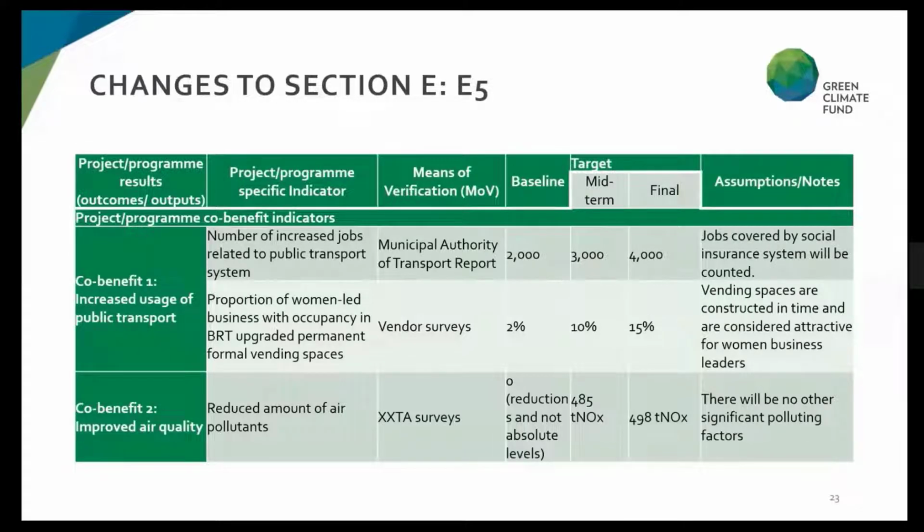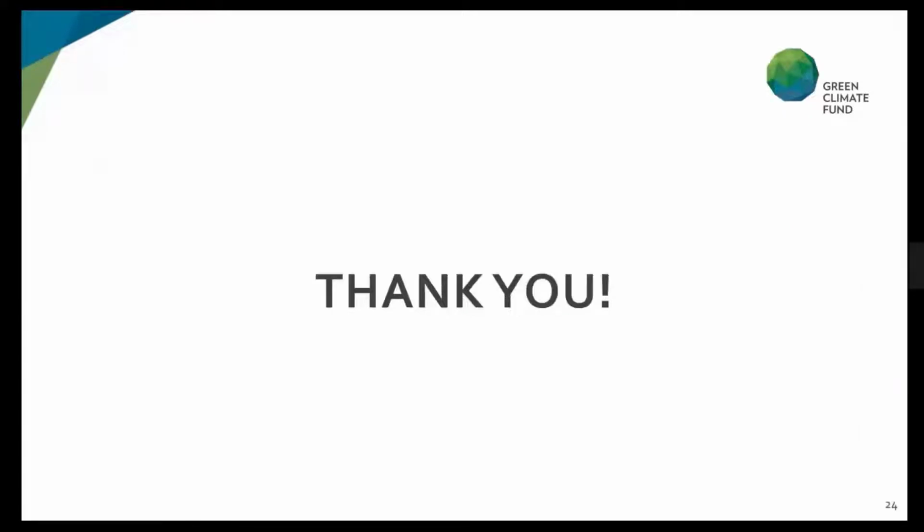Similar to the main outcomes, E5 requires that specific indicators, means of verification, baseline, midterm, and final targets and assumptions are specified for the co-benefits, as this table demonstrates. And that wraps up this case study presentation. Thank you for staying with us till the end, and we look forward to your questions and clarifications in the subsequent Q&A part of the program.